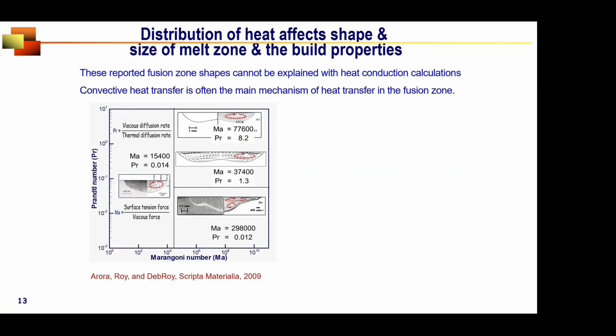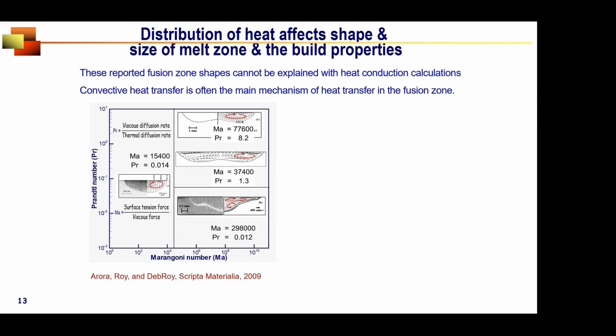Also, the fusion zone is not always hemispherical, and the parameters that determine that are Prandtl number and Marangoni number. Prandtl number is the ratio of viscous diffusion rate to thermal diffusion rate, and its value is from very low to about 10 for different materials. And Marangoni number is a measure of the surface tension force to viscous force. In simple terms, it tells us the magnitude of the velocity resulting from surface tension gradient.